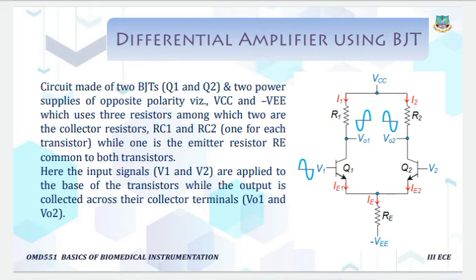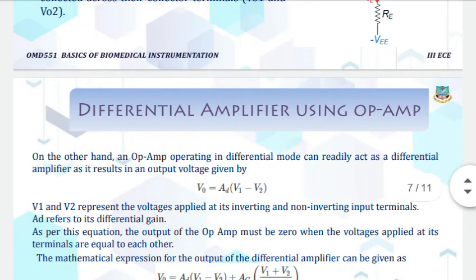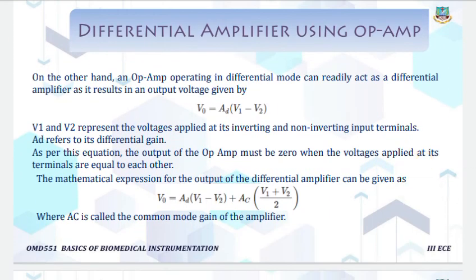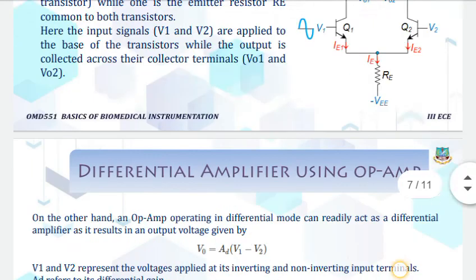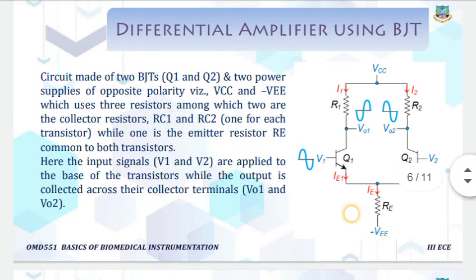Here the input signals, V1 as well as V2, are applied to the base of the transistors. The outputs, V01 as well as V02, are collected across the collector terminals. So the input is given to the base, and the output is collected across the collector terminal. This is the differential amplifier using BJT.